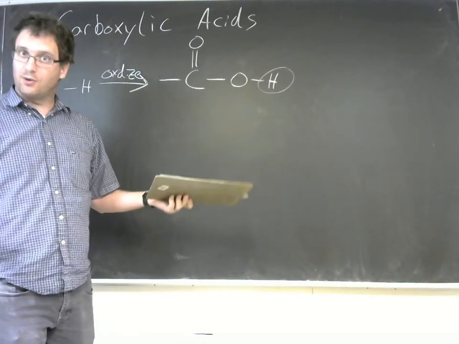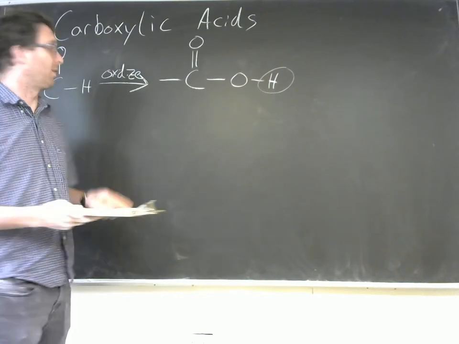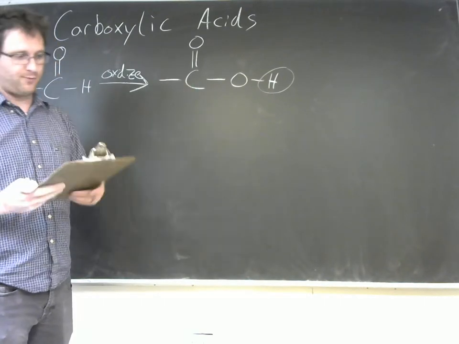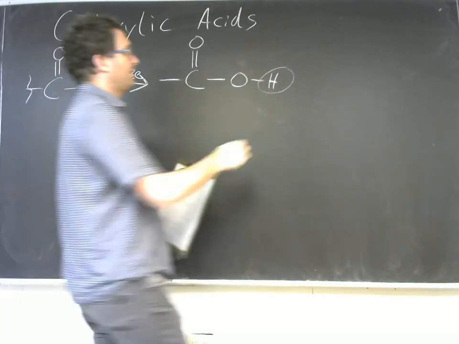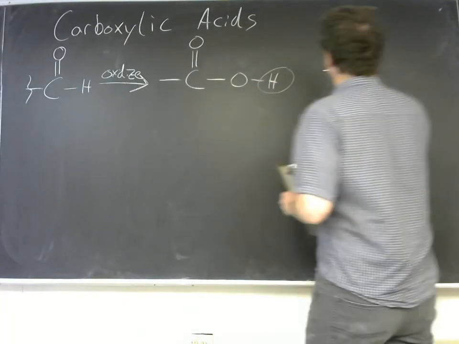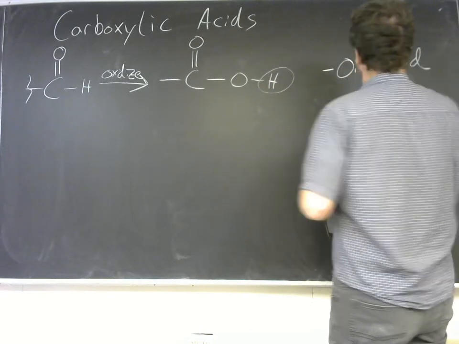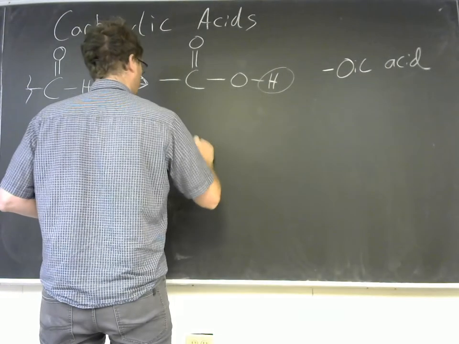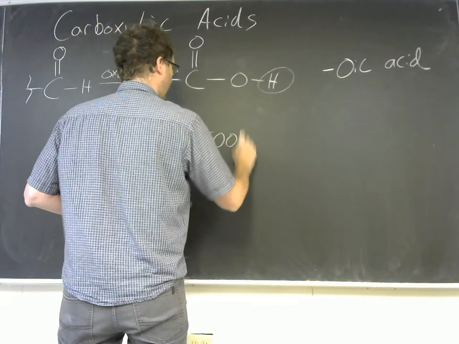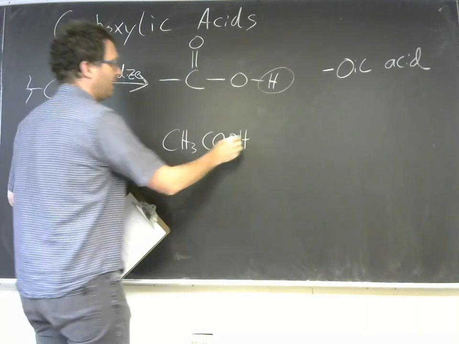A ketone, like a tertiary alcohol, cannot be oxidized further, but an aldehyde can, and it will form a carboxylic acid. A carboxylic acid is going to end with the oic acid ending. So if I have CH3COOH, we're used to calling that acetic acid. That's a common name.